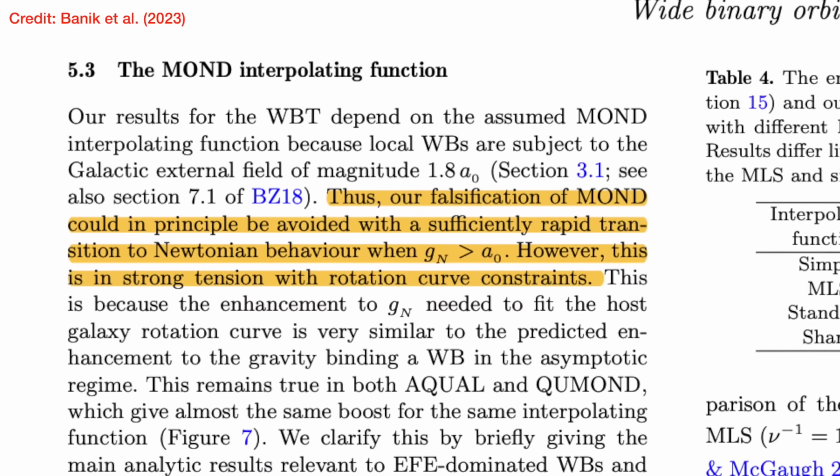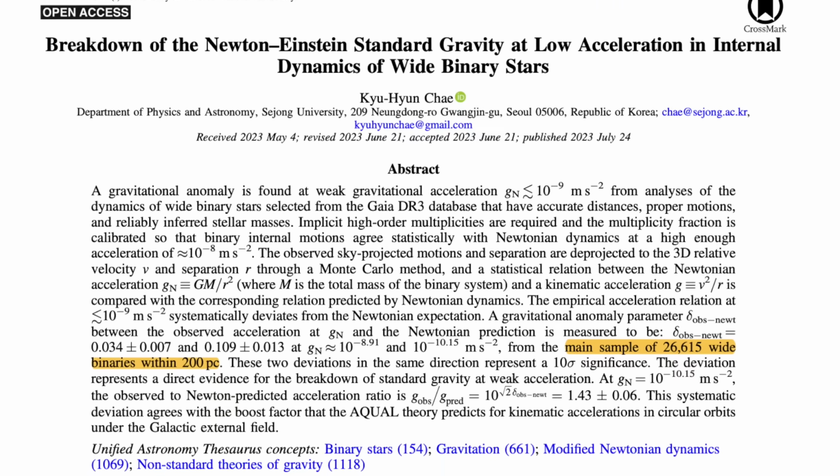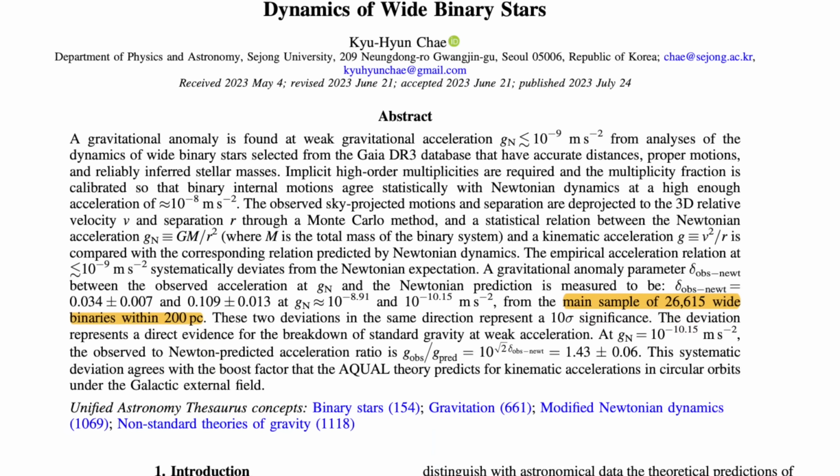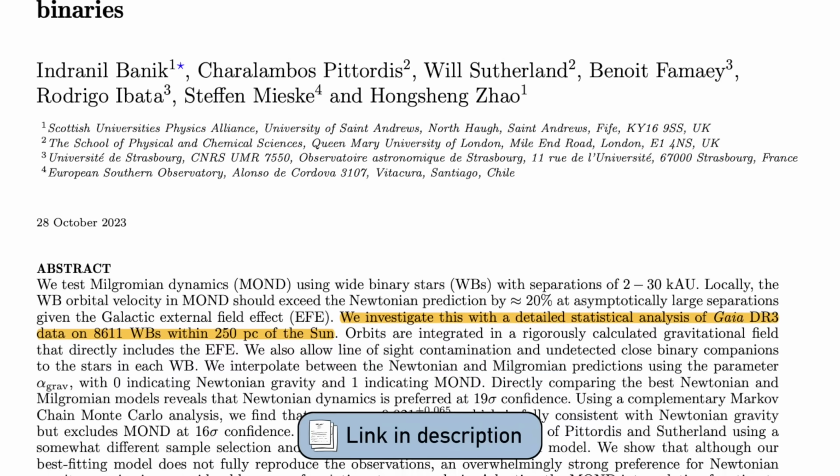With the claim of such a strong result though, which was the exact opposite of the claim of a very strong result that Chae made a few months ago, they had to dive into why these two results using the same data set but with a different method were so different. And this is where it gets interesting. So the Chae study used a sample of 26,000 wide binary stars to do the test, as opposed to the 8,000 or so that Banik and collaborators used.